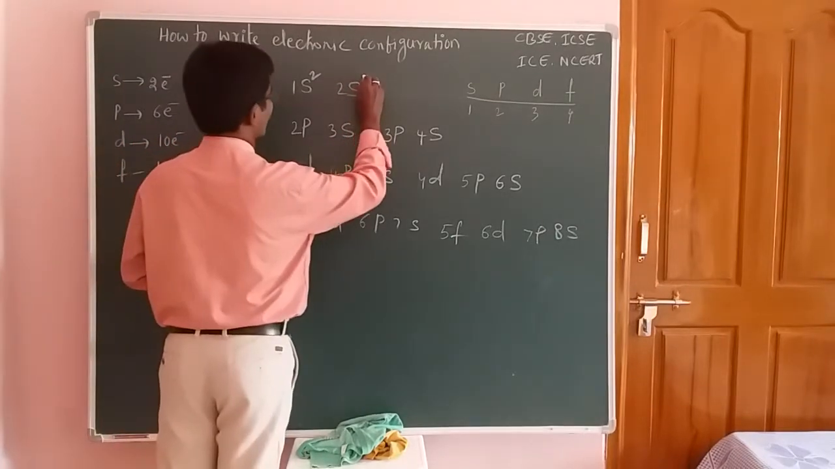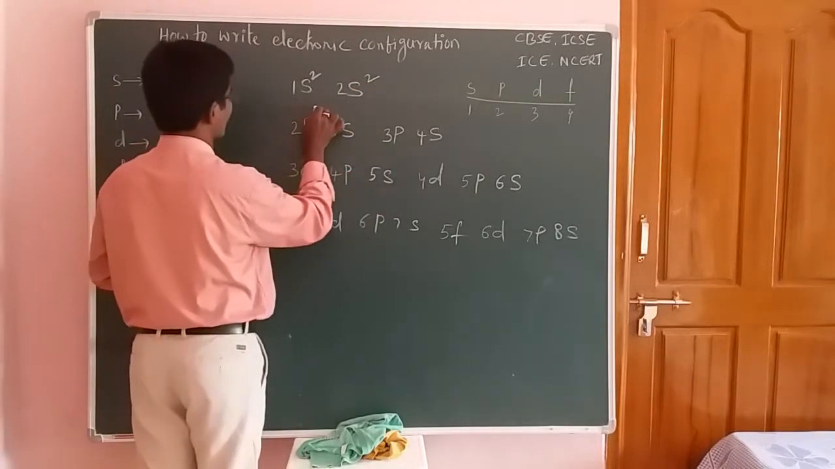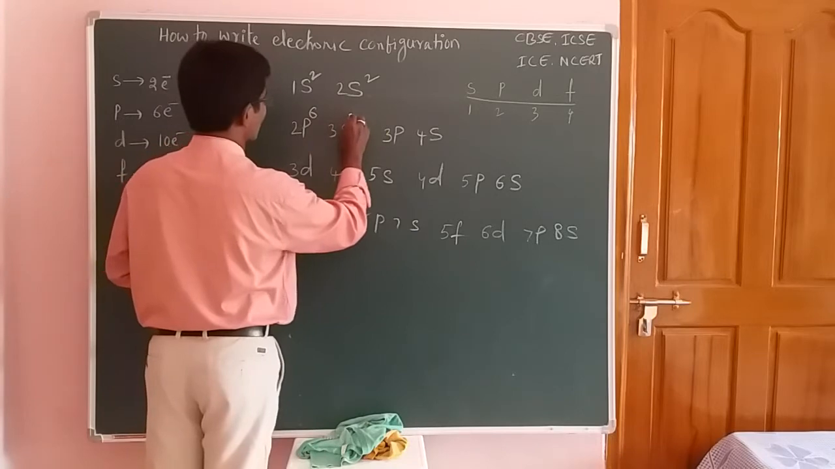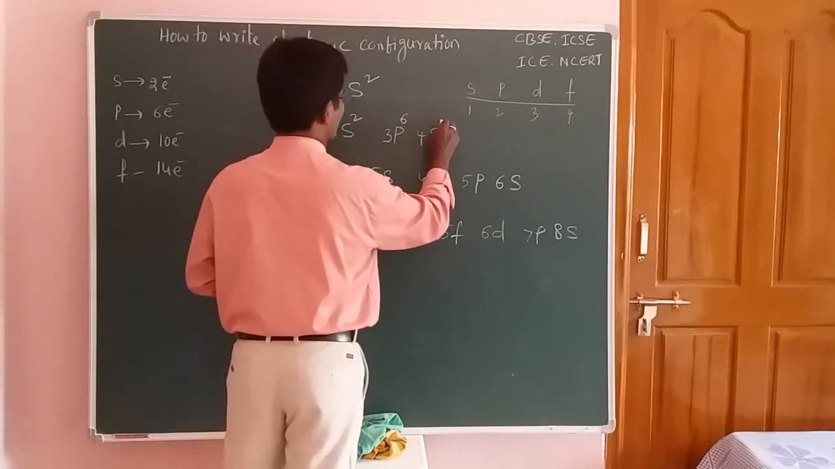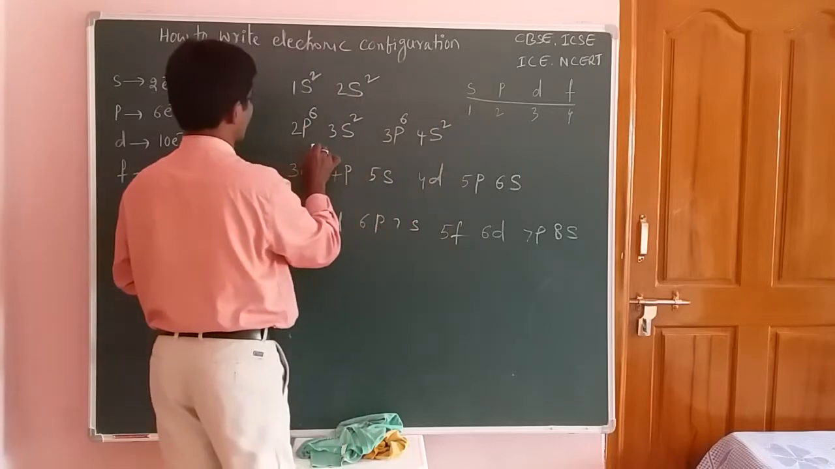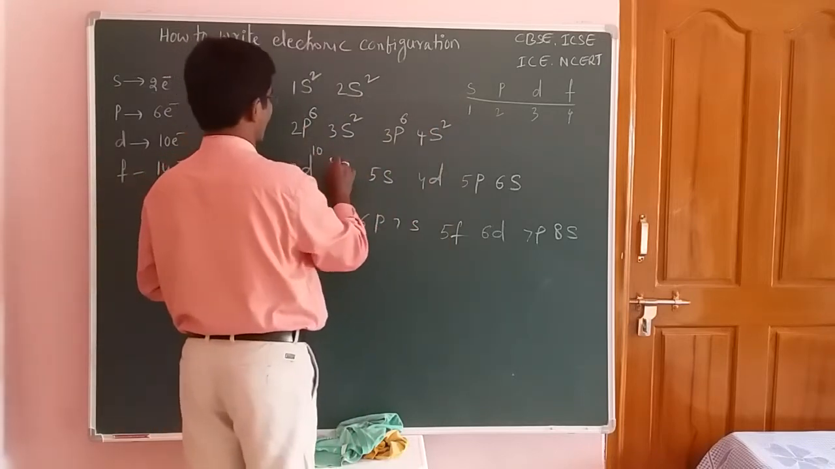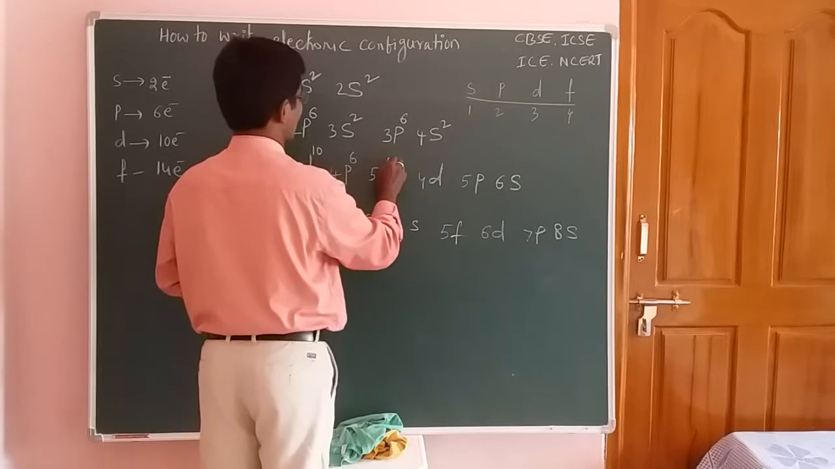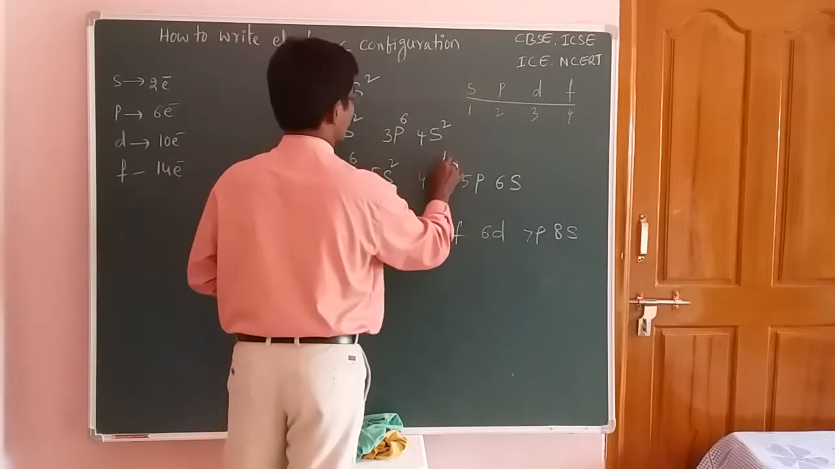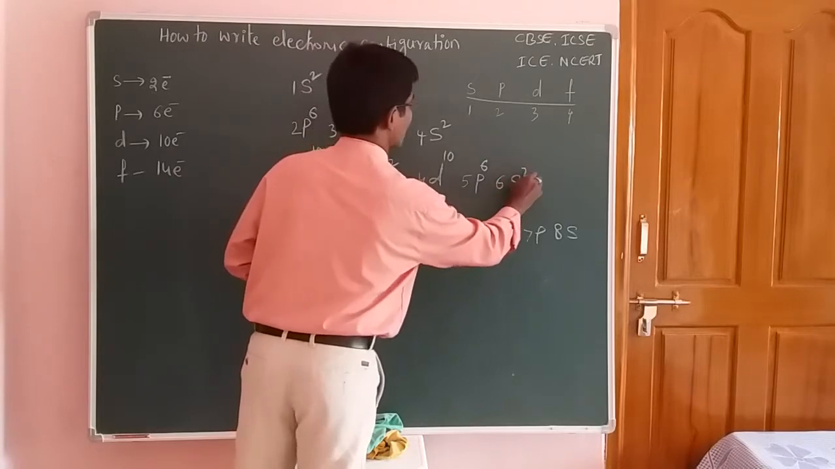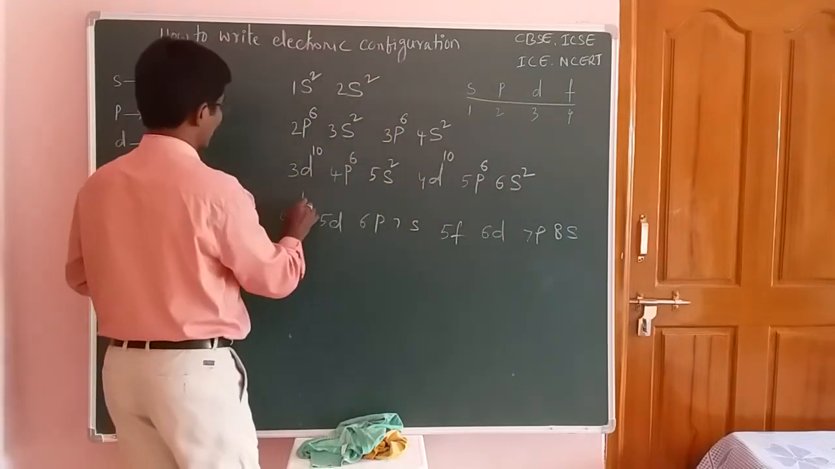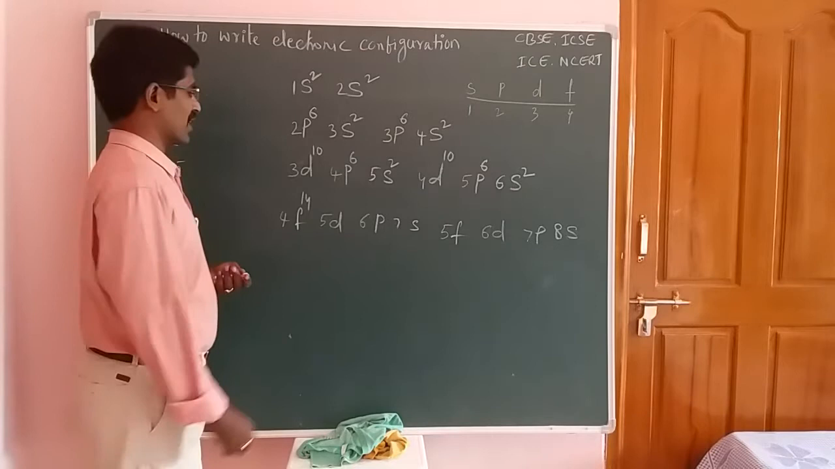Now here also you have to fill 2 electrons. P means 6 electrons. S orbital means 2 electrons. P orbital means 6 electrons. S orbital 2 electrons, students. D orbital 10 electrons. P orbital 6 electrons. S orbital 2 electrons. D orbital 10 electrons. P orbital 6 electrons. S orbital 2 electrons, students. F orbital should get 14 electrons, students.